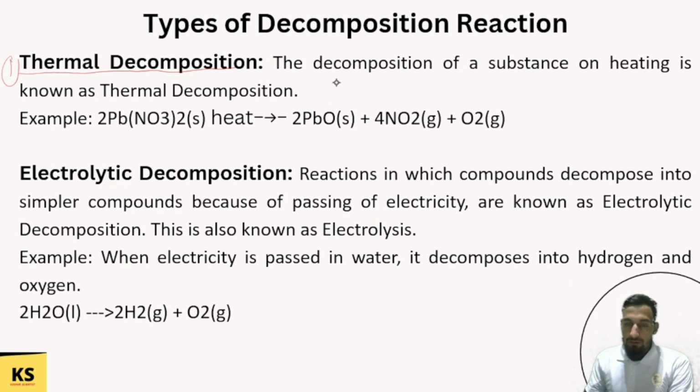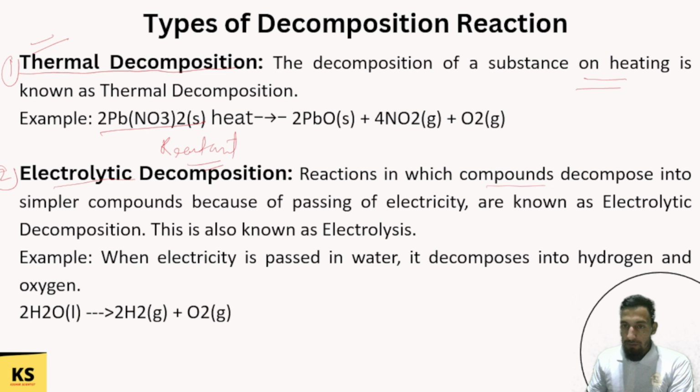Thermal means when this decomposition occurs by heating a substance. The starting compound, which is acting as the reactant, when we apply heat on that substance in order to break it down into smaller parts, we say that this type of decomposition is called thermal decomposition. Why? Because we are supplying the heat from an external source. And the second type of decomposition is electrolytic decomposition.